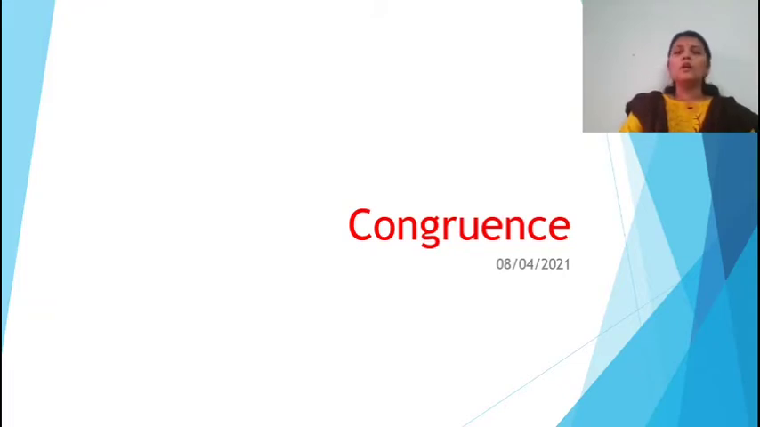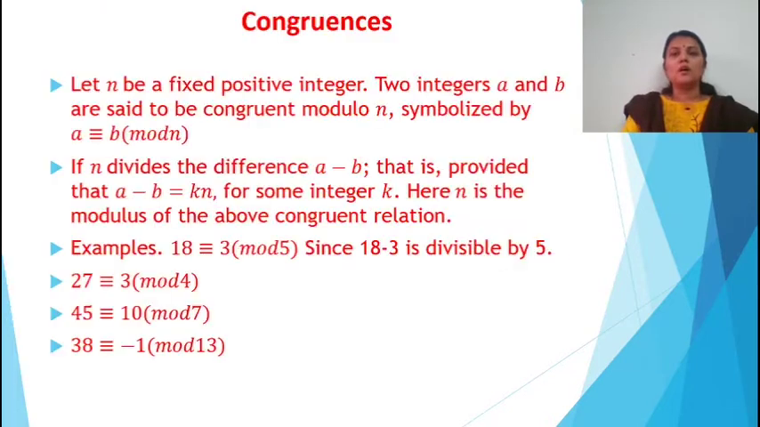Good afternoon all. Today we have the concept of congruence and some theorems related to congruence that we have to learn. The first is the concept of congruence. Let n be a fixed positive integer. Two integers a and b are said to be congruent modulo n, symbolized by a ≡ b (mod n), if n divides the difference a minus b. That is, provided that a minus b equals kn for some integer k.